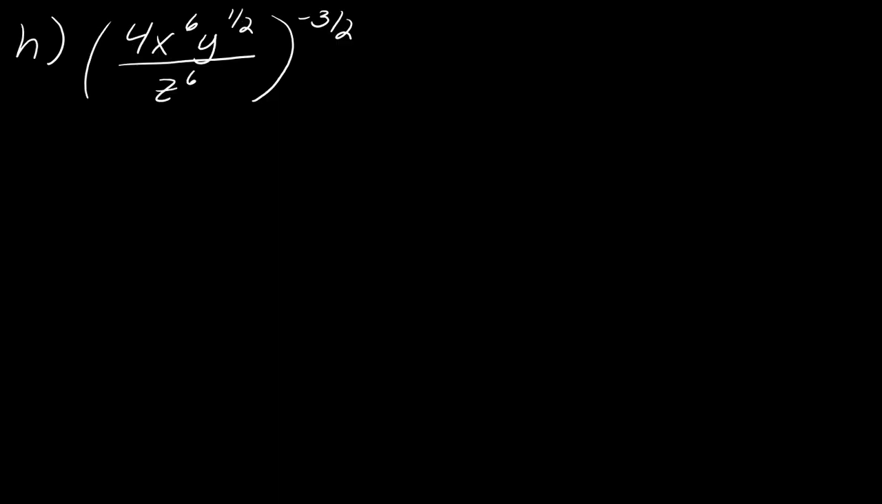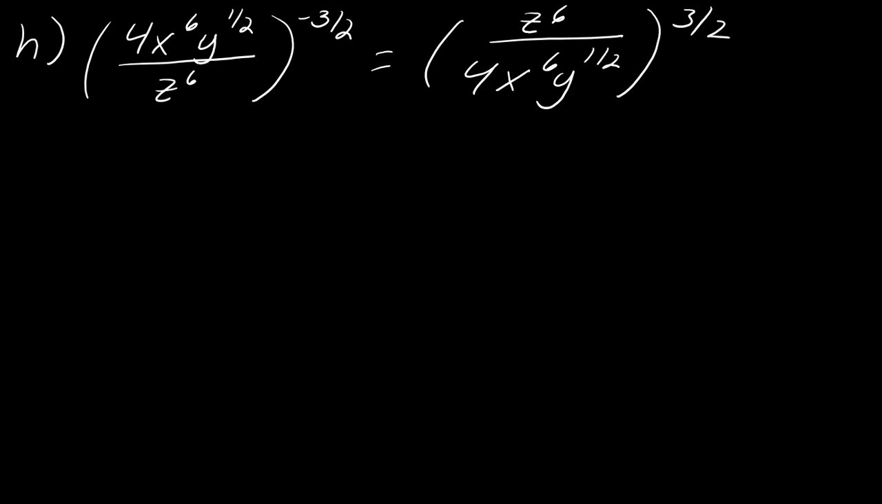Okay, so continuing on, and now I've given myself a little more space. For this one, I notice that I have another negative exponent here. So first I want to get rid of that negative exponent. The first thing I'm going to do is just flip everything. So this is going to become z to the 6, 4x to the 6, and y to the 1/2. And then this will just become a positive 3/2 here.